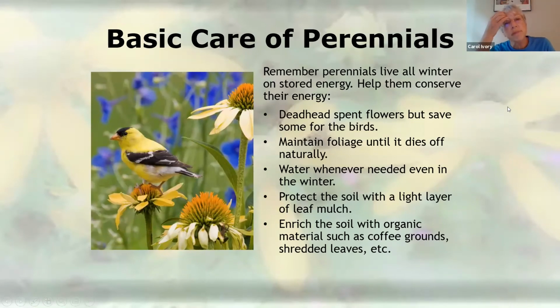Basic care of perennials. Remember, even though you can't see them, most of them have disappeared. They are there. They're there all winter long, living on stored energy. So to help them conserve their energy, you want to deadhead some of the spent flowers. As I said before, save some for the birds. You want to maintain the foliage until it dies off naturally. This is true even of the foliage that very often we will want to cut off to clean up the yard, like the daffodil leaves.